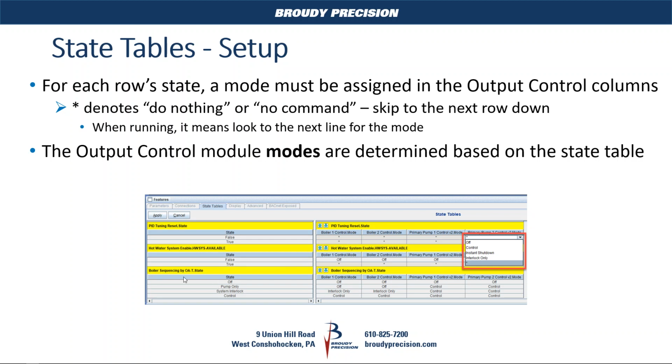So we would look at the boiler sequencing, and this is boiler sequencing by outside air temperature. If this is off, then the control's off. If the state of this boiler sequencing is set for pump only, then the pumps will be under control, but not the boilers. System interlock, you can see the commands there, and if it's set for control, the state's control, then the mode for these 4 output control modules would be control.